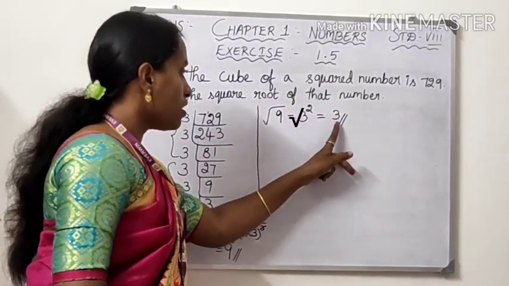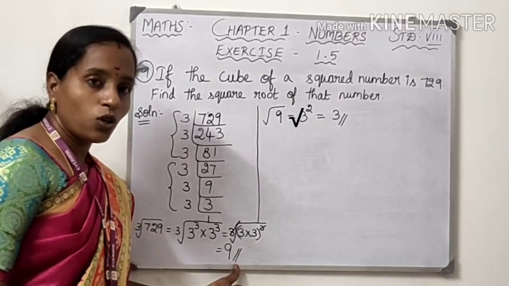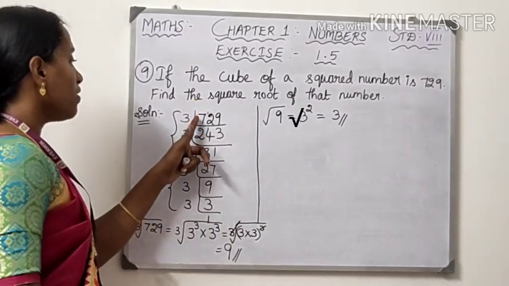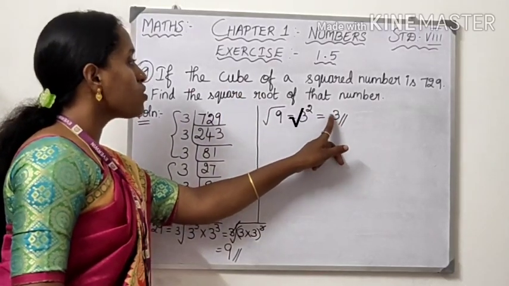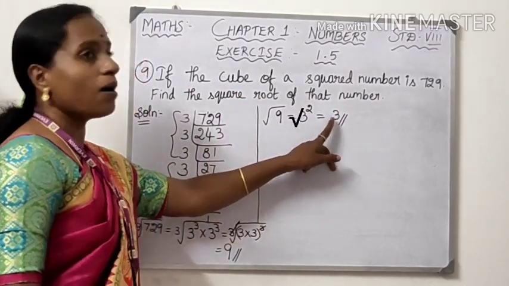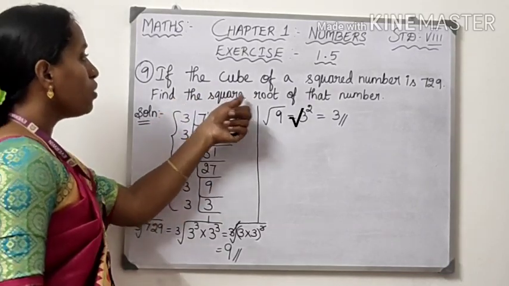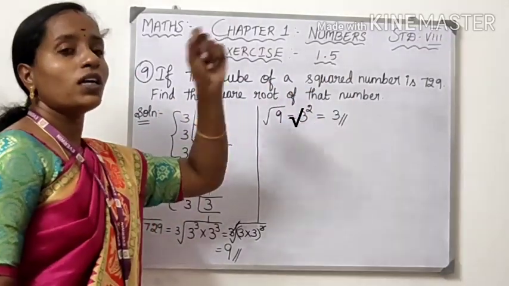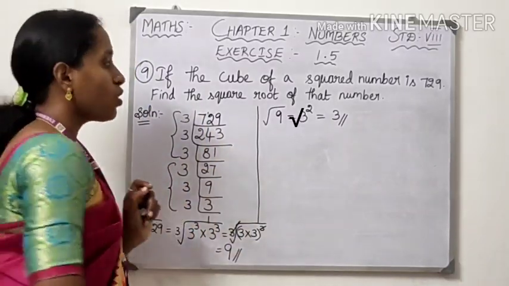Now we have to find out the square root for this number. If you take the square of 3 only, you will get the value 9. If you take the cube of this 9 only, you will get the value of 729. So we have to find out the square root of this number 3. That's the question they asked us. Find the square root of that number. So what is the beginning number? What is the base number? That we have to find out the square root of.